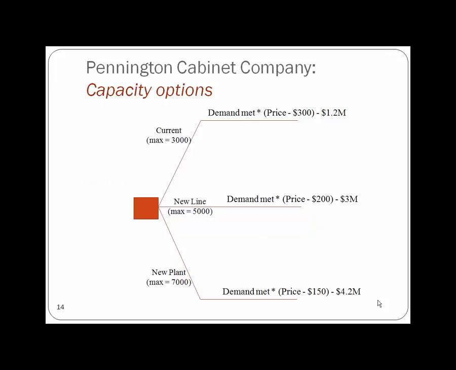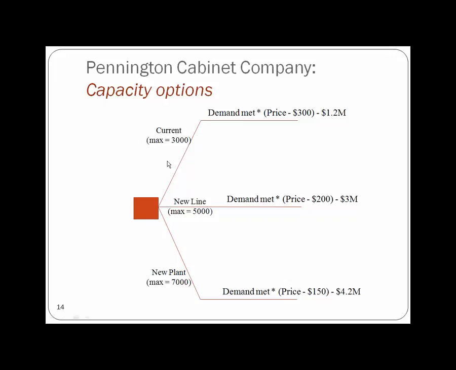What I've done here is shown those capacity options in decision tree format. So I start off here with a big square, which implies I've got a decision to make about what capacity option I want to go with. And by the way, we have to decide on one of these three. I guess an alternative could be to go out of business, but that would be a fourth branch. It's not one we're looking at here.